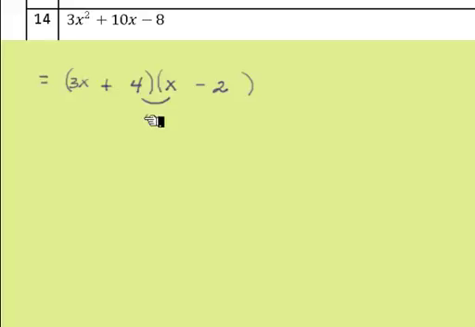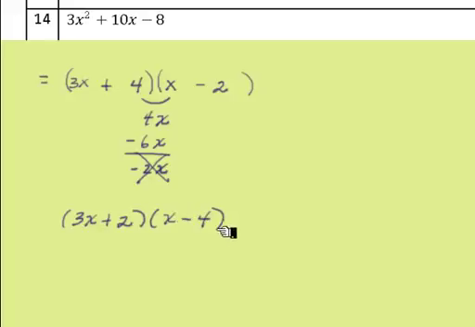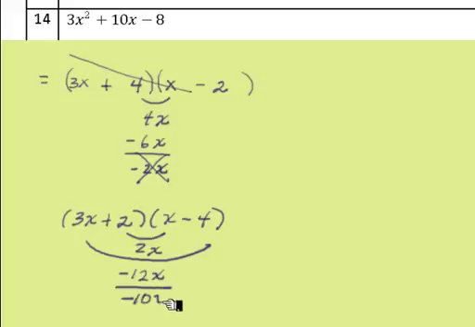So here we have 4x. Here we have minus 6x. That's minus 2x. So no, that doesn't work. Okay, let's try switching it. Let's try 2 and 4. And, okay, I'm going to cross this out. Again, you must check the middle term. So here we have 2x, and here we have minus 12x, and we get minus 10x.